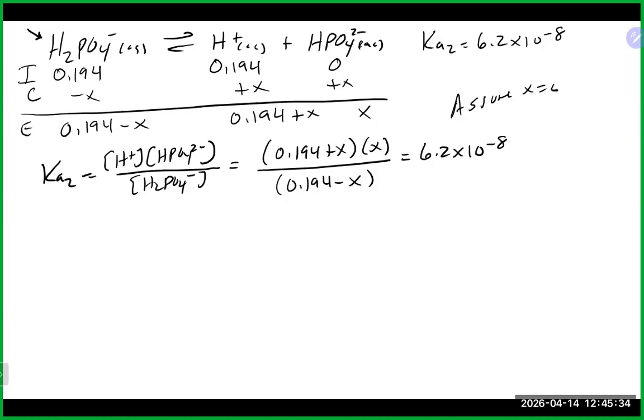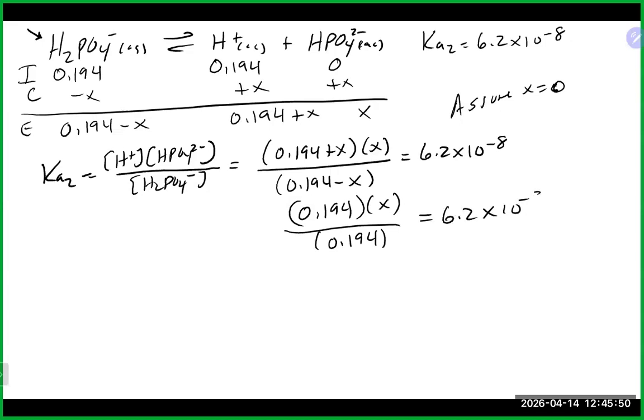I'm doing great with the assumptions, so why not continue? I'm going to assume x is equal to 0 in that case. And that's going to give me 0.194 times x divided by 0.194 equals 6.2 times 10 to the minus 8. That's going to cancel out, and that's going to give me an x value of 6.2 times 10 to the minus 8 in this case.